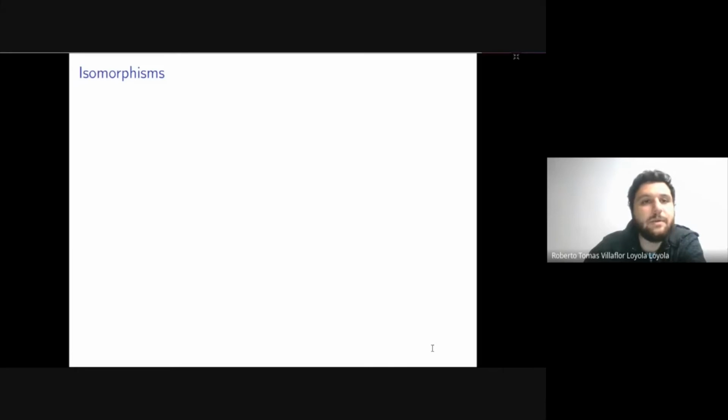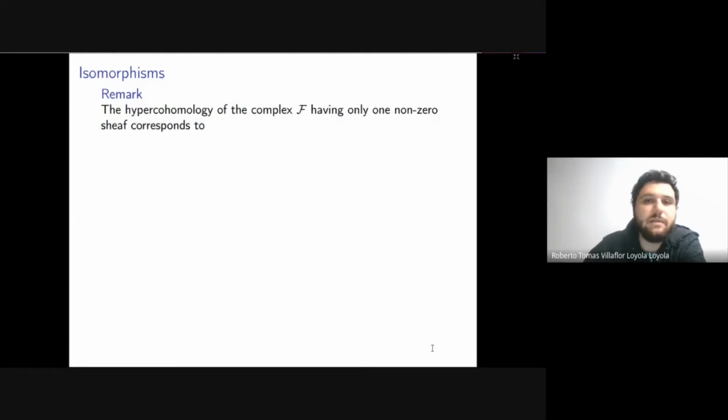So finally, I want to give some properties regarding isomorphisms relating hypercohomology groups and the usual sheaf cohomology groups. So the first remark is that whenever we have a sheaf over a topological space, we can see it as a complex by considering the complex where all the rest of the sheaves in the complex are zero. So the only non-zero element of the complex is F. Once we do this, we can compute the hypercohomology of F, and the hypercohomology group will correspond exactly to the usual check cohomology, and this will be the usual sheaf cohomology also.